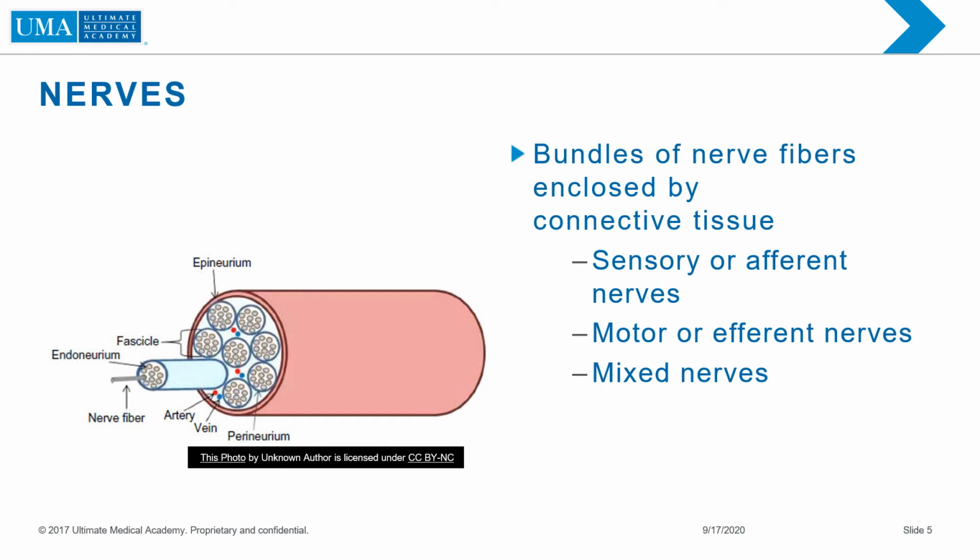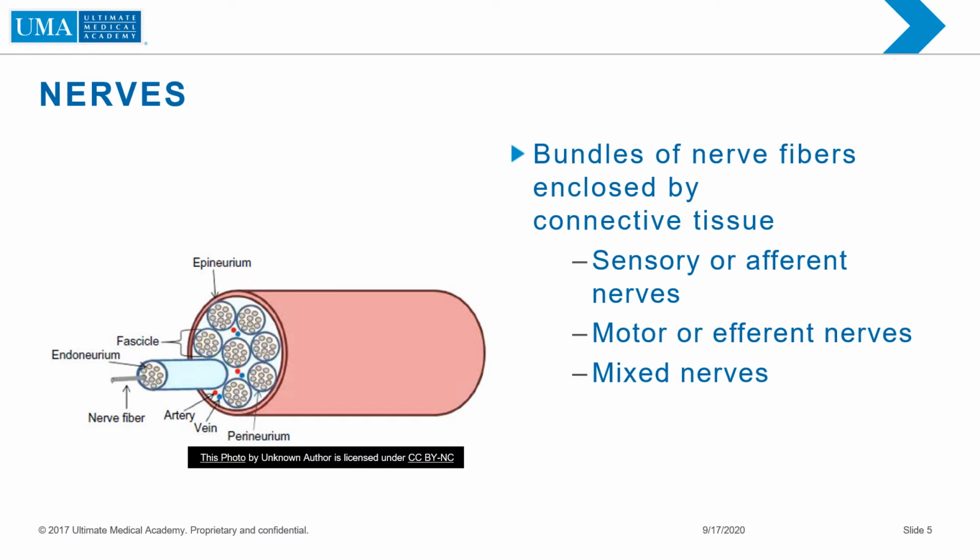A nerve is actually a bundle of nerve fibers enclosed by connective tissue. If the nerve fibers carry impulses from the sense organs to the brain or spinal cord, it is called a sensory nerve, which is an afferent nerve. If its fibers carry impulses from the brain or spinal cord to muscles or glands, it is known as a motor nerve, the efferent nerve. And if it contains both sensory and motor fibers, it is called a mixed nerve.